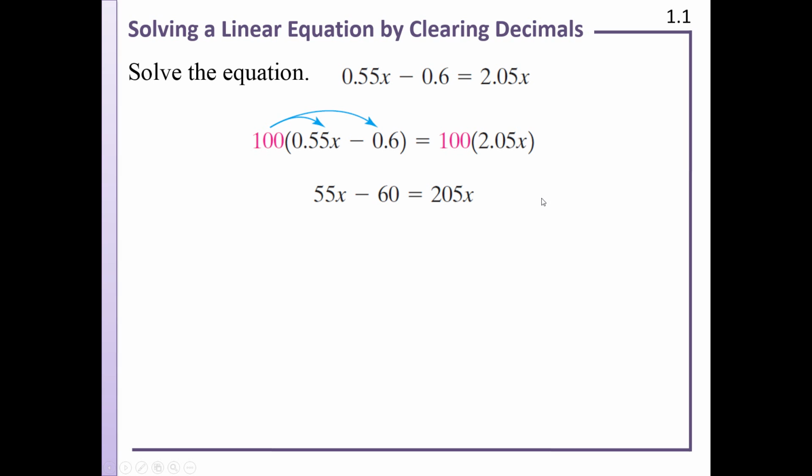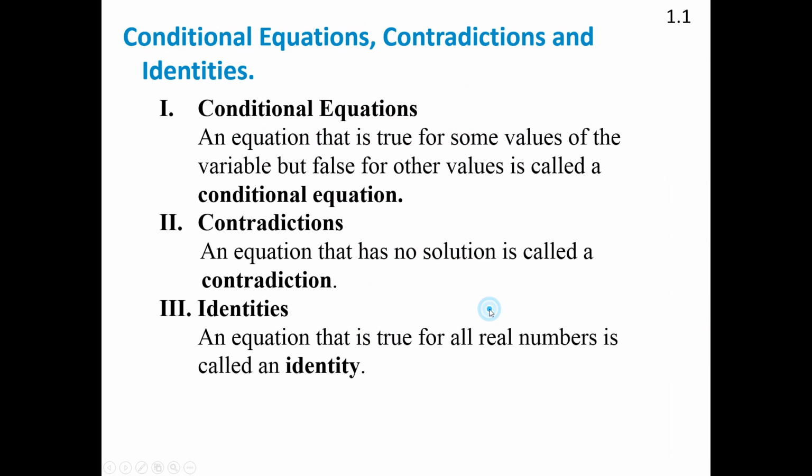Again, like before, we want to isolate the variable. To isolate the variable, we can subtract 55x from both sides, and then divide by the coefficient of x, which is 150. So the solution here is negative 60 over 150.